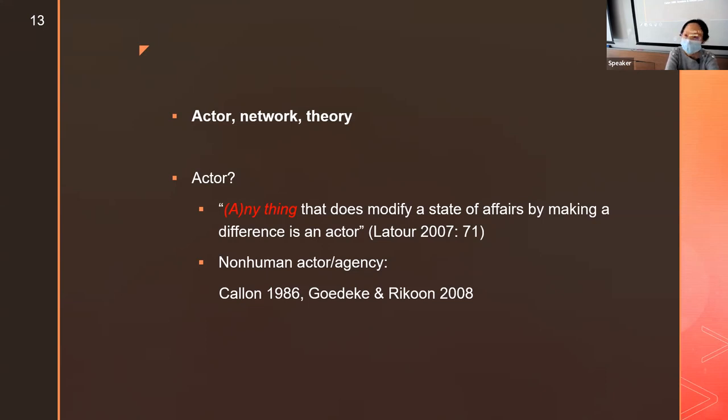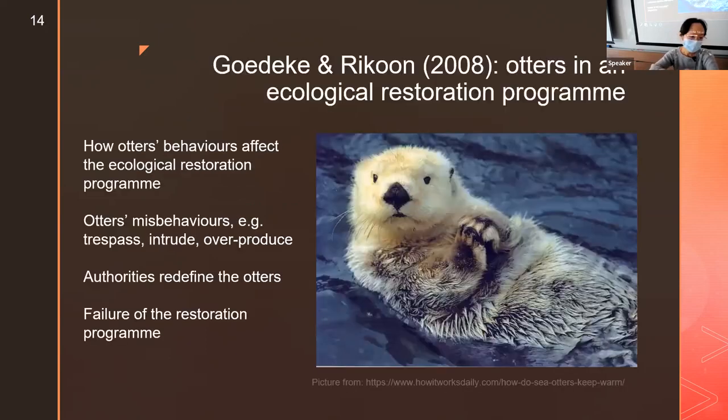So it is interesting to see that in ANT, not only humans can act, but also non-humans can be seen as actors, and they also have agency on society. I think a good example to help us understand non-human actors or non-human agency is Gudic and Ricon's research on artists in an ecological restoration program.